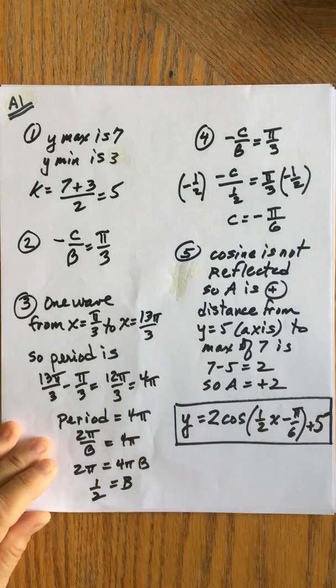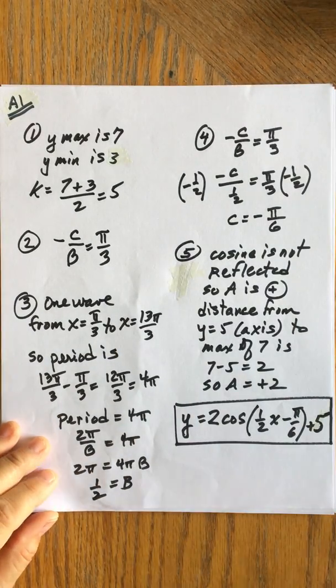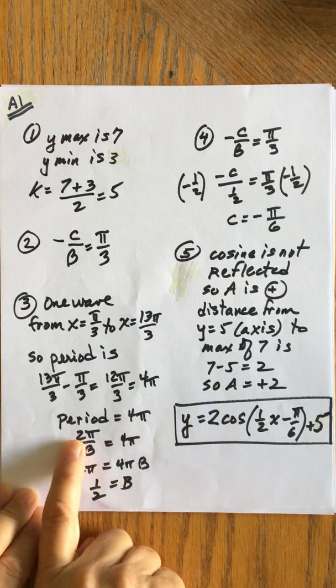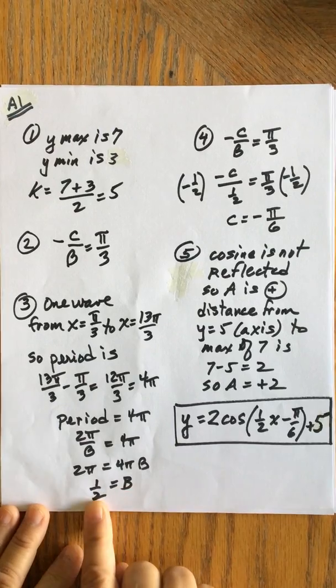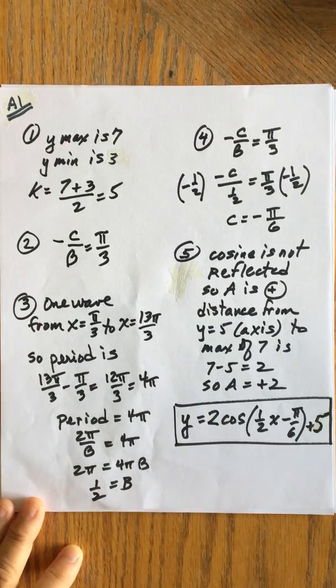Okay. So I found that the period is 4 pi, and now I set the period, which I know the formula for is 2 pi over b, equal to 4 pi, and I solve for b, and I get a half. Now I go back in. Let's see, where's my little recipe?